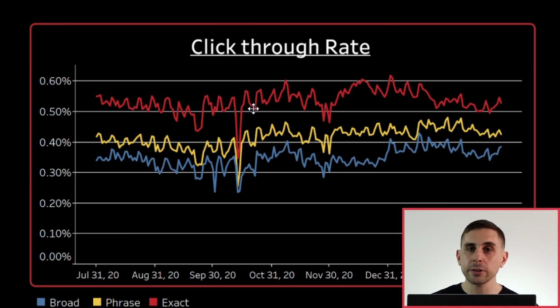Next, we have click-through rate percentage, and this one to me is fairly obvious. The exact match type has a higher click-through rate percentage than the broad, because broad is going after a wider scope of more broadly related keywords, so we would expect to have a lower click-through rate.